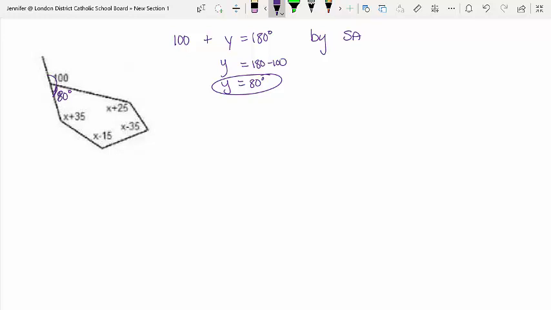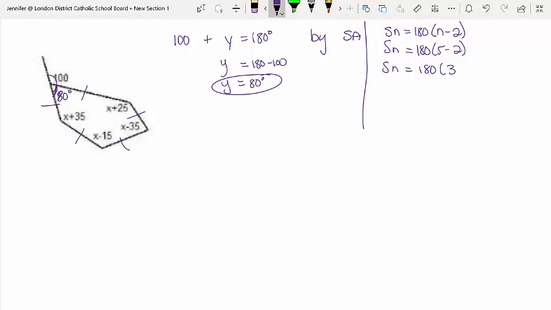And now I can use my sum of interior angles to find x. So this is a 1, 2, 3, 4, 5-sided shape. So let's figure out what the sum of its interior angles should be. So I'm going to plug in 5 for n. And then I'm going to simplify. So, I've just found out that the sum of all these interior angles should add up to 540.